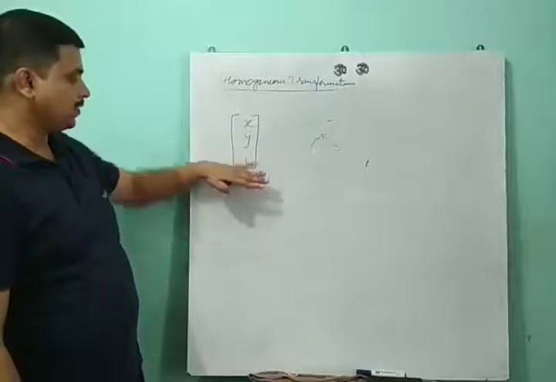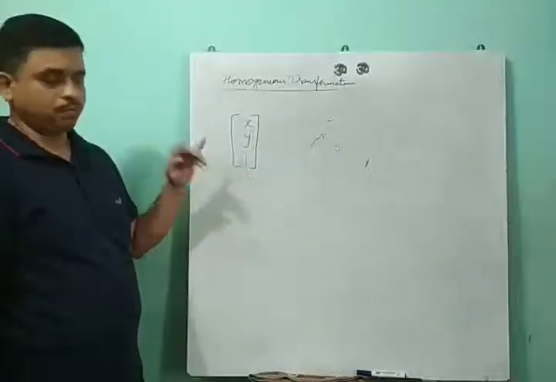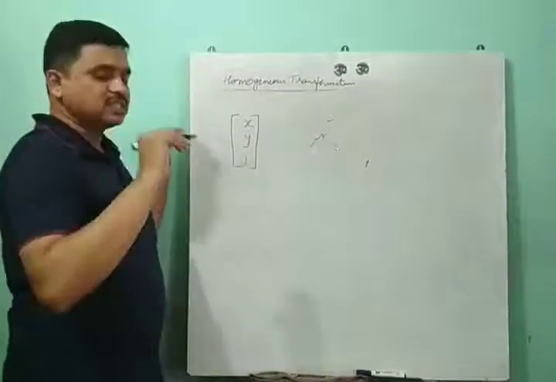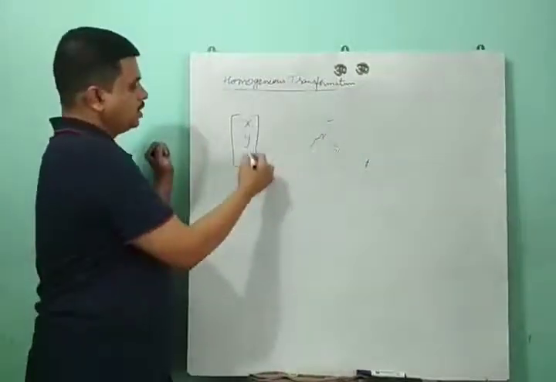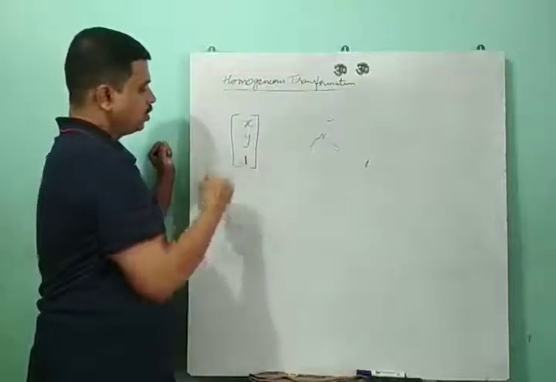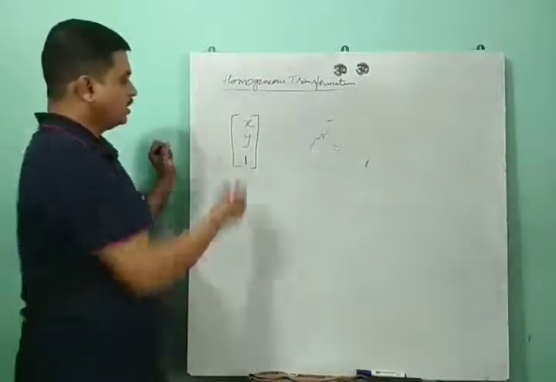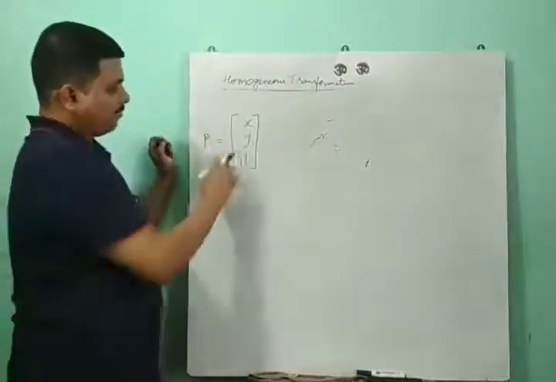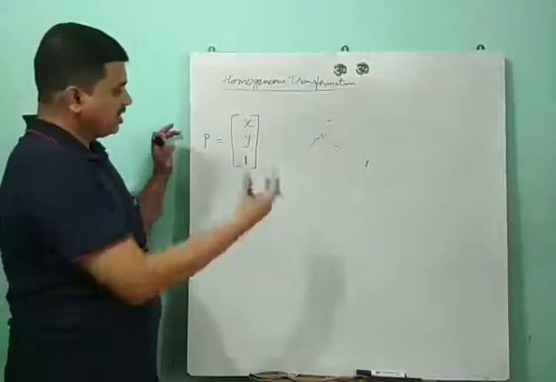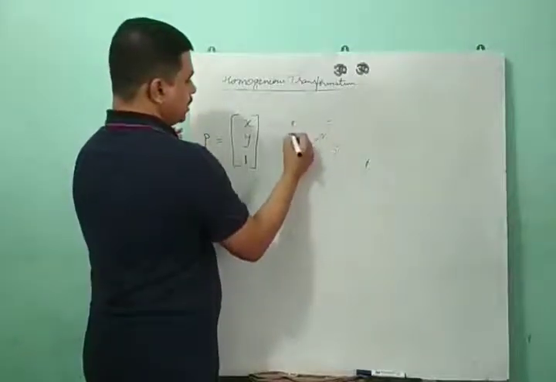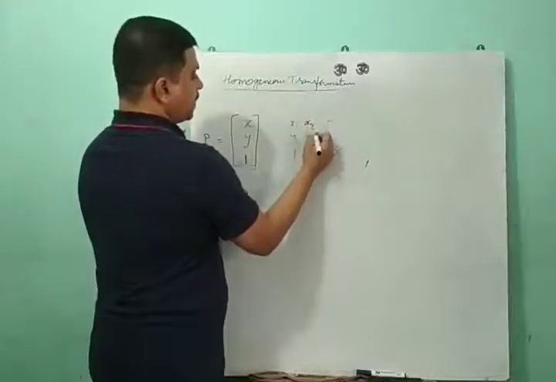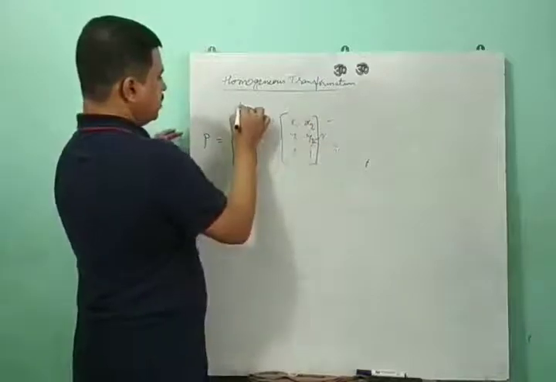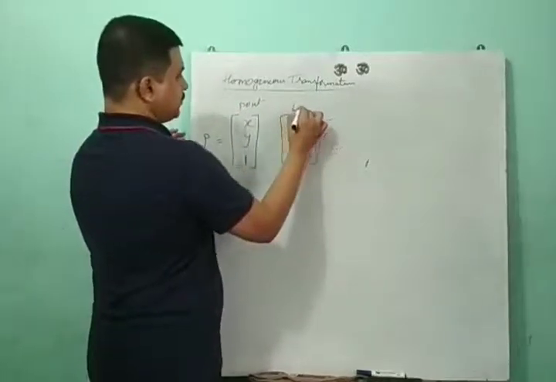In homogeneous we add one dummy element as 1, because we want to take the homogeneous transformation matrix as 3 cross 3 to match with that one. So we are adding one more dummy row as 1, and this is the given point. Let us call it as P, X, Y and 1. So this is a point. If it is a line, then x1, y1, 1, x2, y2, 1. So this is for point, this is for line.